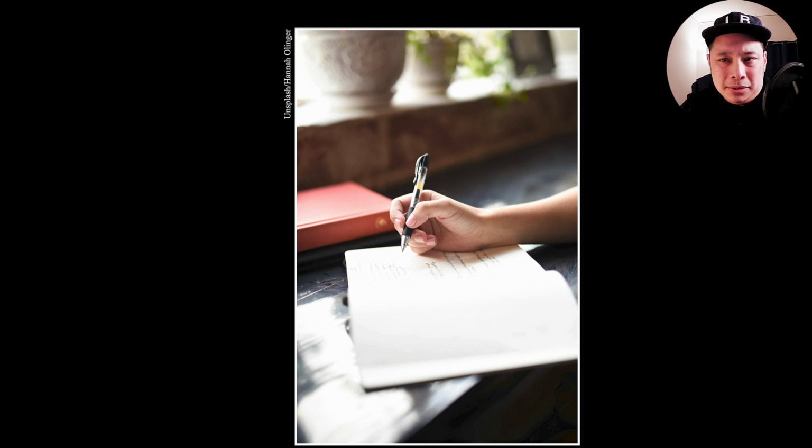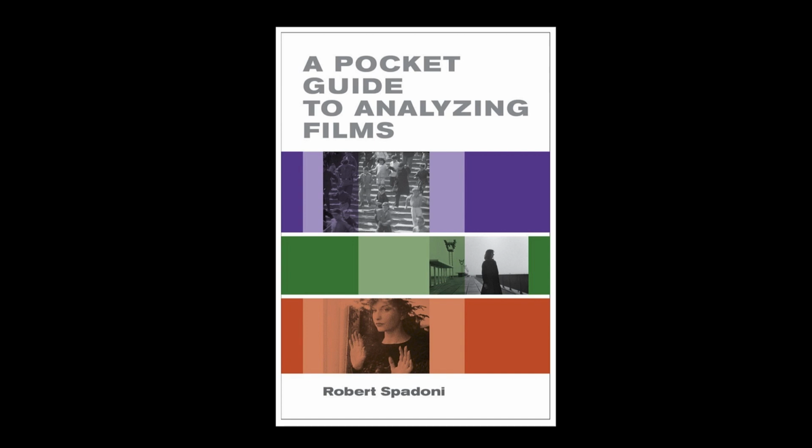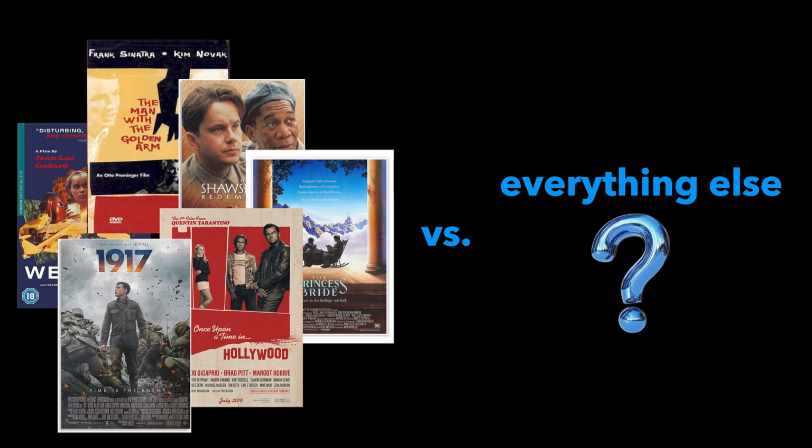I'm going to now share a quote with you, and this is one of my favorite quotes from the film analysis world by writer Robert Spadoni. If you've been a student of mine, I have no doubt shared a quote of his with you before. In his 2014 Pocket Guide to Analyzing Movies, he suggests this: stylization is a matter of degree. What does he mean by this? Are we to say that there are films out there that have a lot of style, and the opposite of this are films that have no style?